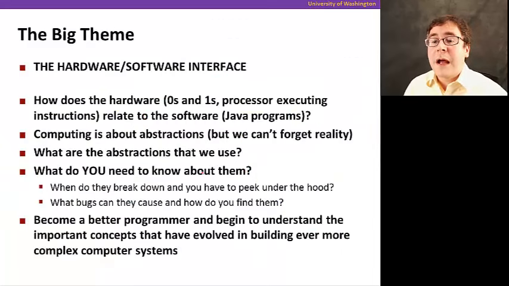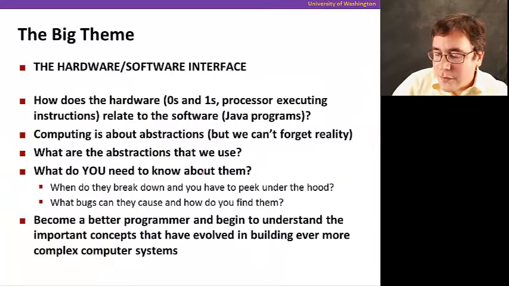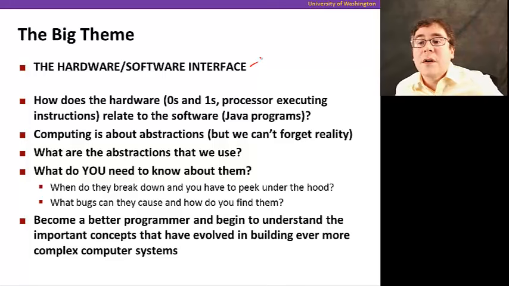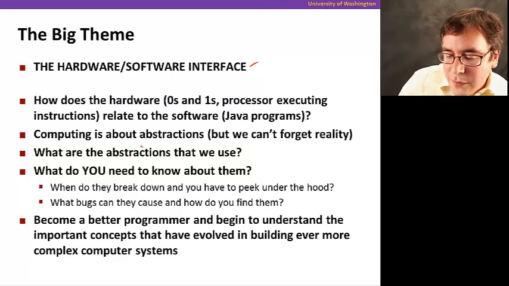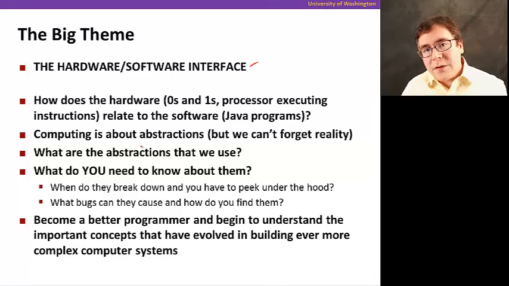So a big theme in this class then is the hardware software interface. That includes how the hardware, in other words, zeros and ones and the processor executing instructions, relates to software, for example, your Java program. And the other part of this theme is that computers are about abstractions. Computer systems are complex. In order for humans to understand and design effective computer systems, we need abstractions. So computing is a lot about abstractions.